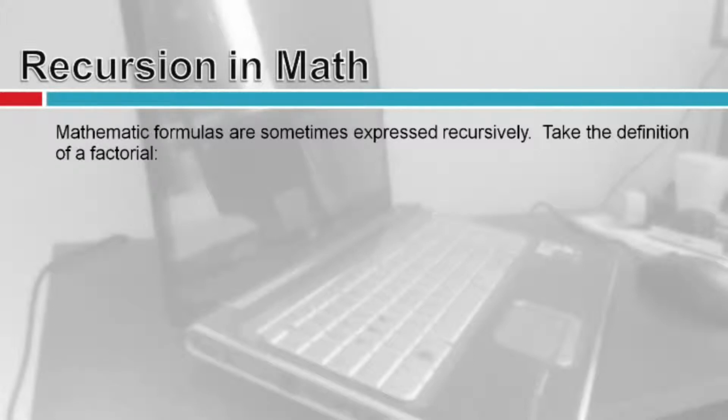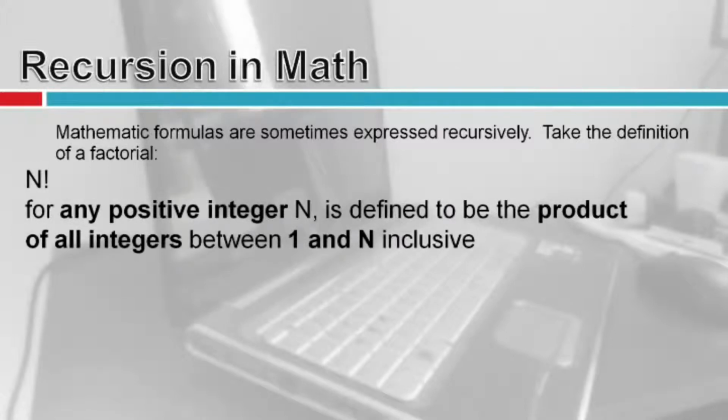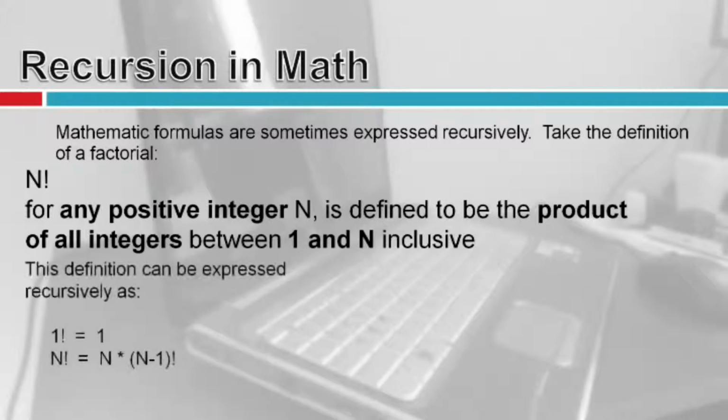Let's take a look at recursion within math. You've probably already been exposed to recursion in some form or fashion within math. Let's take the definition of a factorial. N factorial, for any positive integer n, remember positive integer, is defined to be the product, which is multiplication, between 1 and n inclusive. So essentially n is a variable where I can plug in any positive number and use this algorithm to get the value. So first let's start again with our base case.